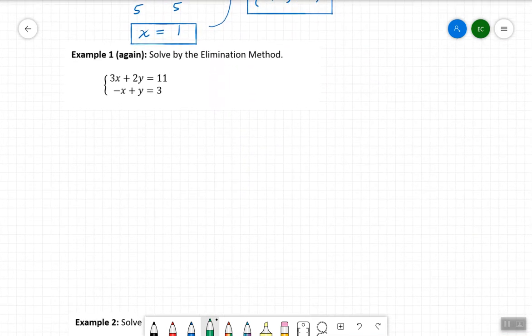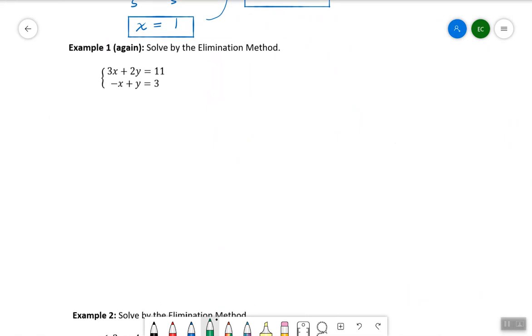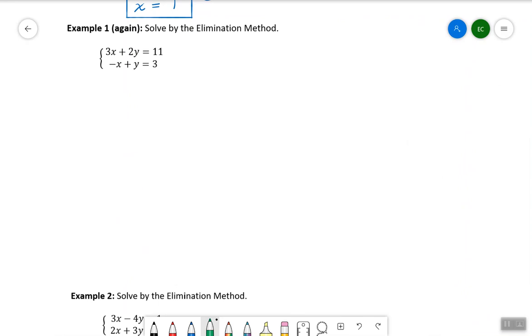The goal in the elimination method is to add the two equations together. And when we add the two equations together, we want to eliminate one of the variables. We want one of the variables to cancel out. So the key then is to have opposite coefficients on one of the variables. If we have 3x in the first equation, then we need to have negative 3x in the second equation. Well, how could we get negative 3x in the second equation? We could multiply the entire second equation by 3.